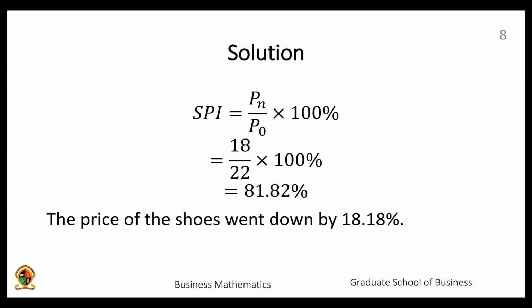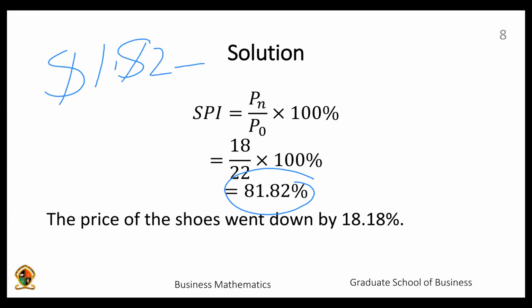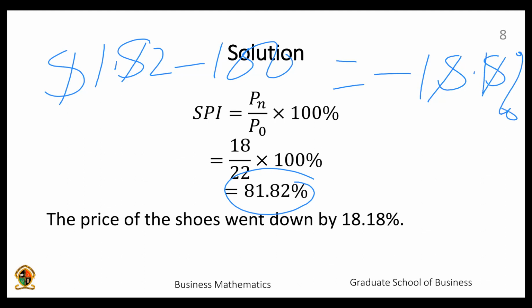in this respect have gone down. If you find a number, by the way, this answer that you find, you should subtract 100% from it. So you say 81.82 minus 100. So you find the negative 18.18%. This implies that the prices have reduced by 18.18%.